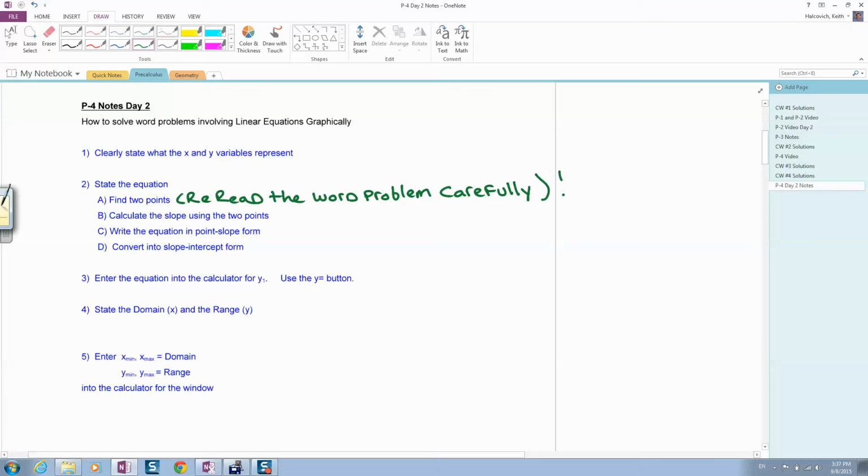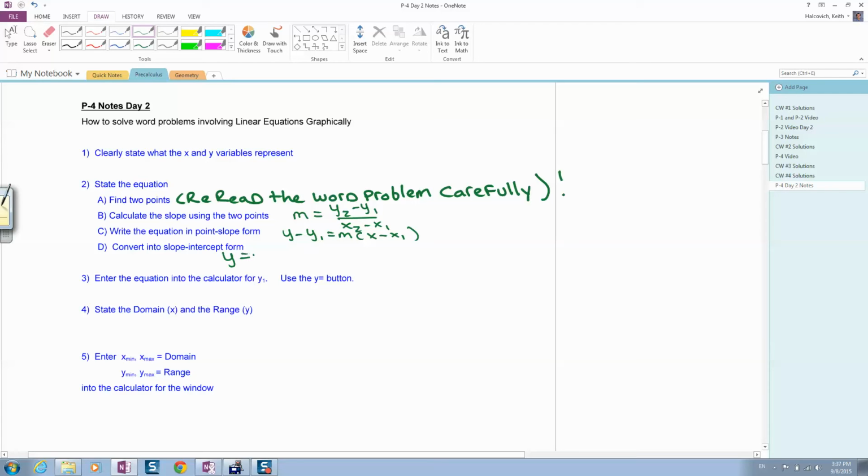The reason why it's important to reread the problem carefully and come up with these 2 points is because in order to write the equation, you're going to calculate the slope using the 2 points. Remember the slope formula, y2 minus y1 over x2 minus x1, that whole thing. And then you're going to write the equation in point slope form. Remember point slope form, y minus y1 equals m times x minus x1. And then you're going to convert it into slope intercept form.